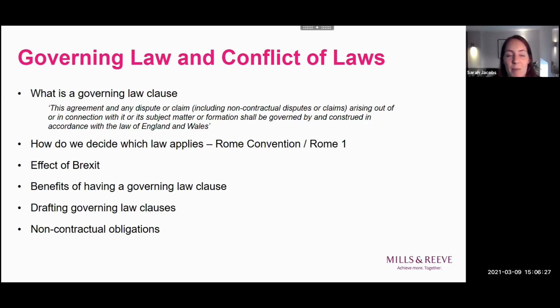Okay, so I'm now going to talk about what the law is. How do we decide which law applies in such a dispute?